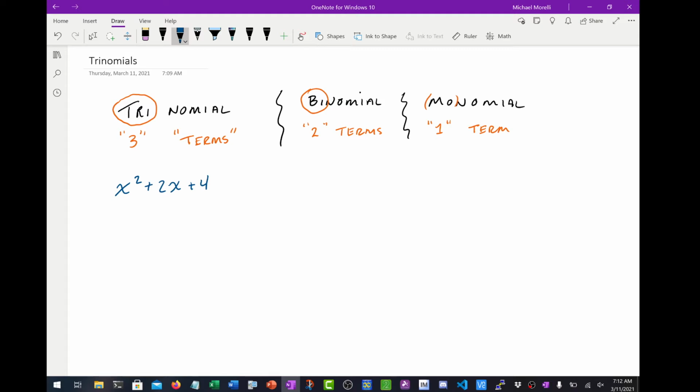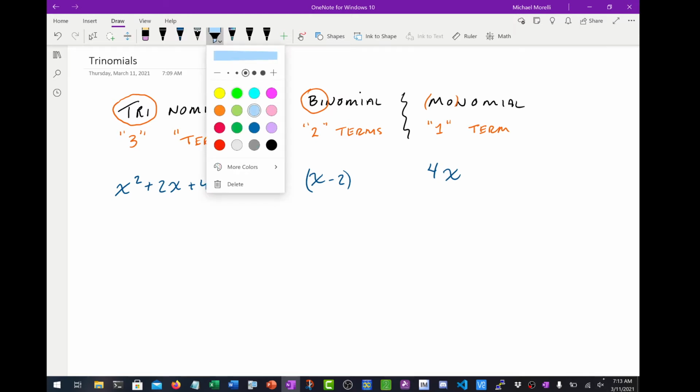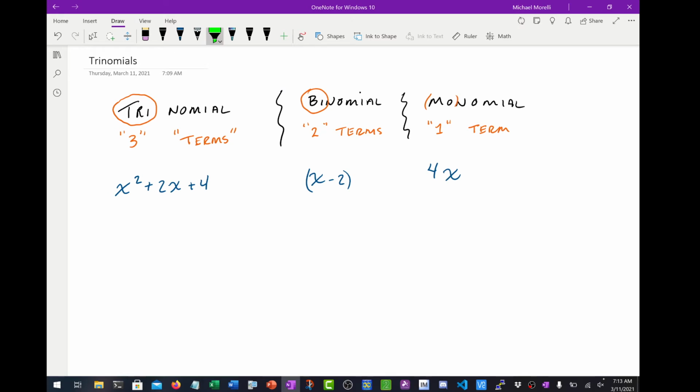A binomial would be x minus 2, like that. And a monomial would look something like 4x. Okay? The key thing here is there's no operator in the monomial. Okay? Look at the monomial. There's no pluses or minuses. Here there's a minus sign, and here there are 2 pluses.